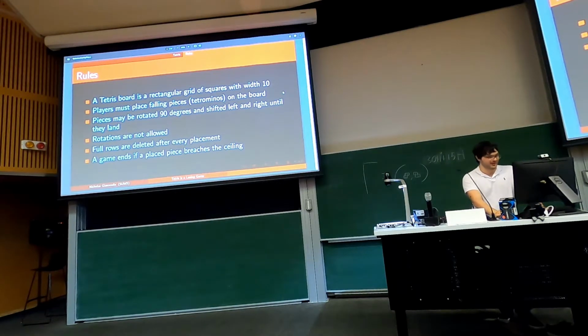Sorry, I said rotations are not allowed, I mean reflections. Reflections are not allowed, so we will assume that when you're given a piece, you may not change the orientation of the piece. Change rotation orientation, but not the left and right orientation. Full rows are deleted after every placement. So when a row is full of squares that have been placed, the row is deleted, and the rows above it just are shifted down. A game ends if a placed piece reaches the ceiling.